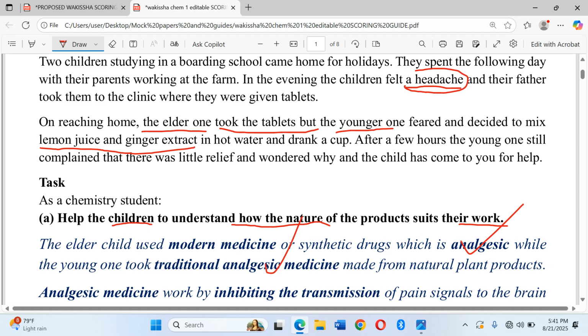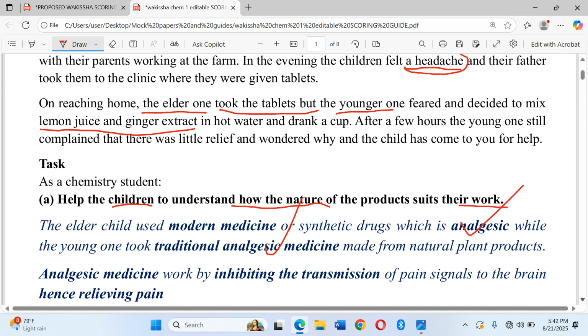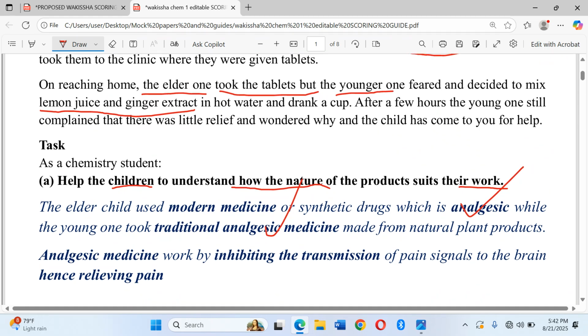Good. So you have been able to help these children to understand that one of them used the modern analgesic medicine, while the young one used the traditional analgesic medicine. But also we want to see how the products perform their work. And we are saying that analgesic medicines work by inhibiting the transmission of pain signals to the brain, hence relieving pain. So that is how they work. And if you put all that, you're able to get all your scores.